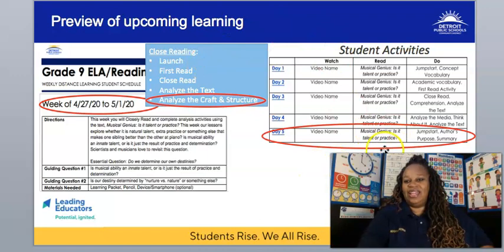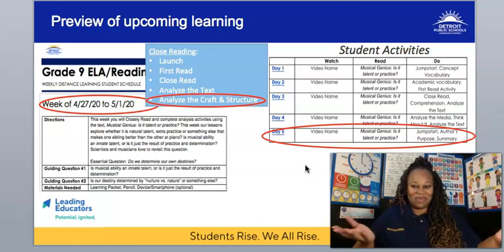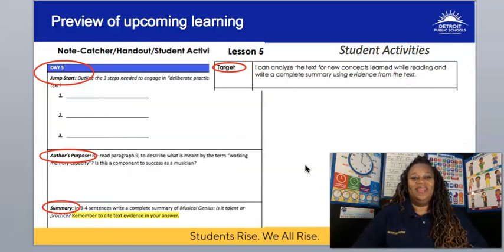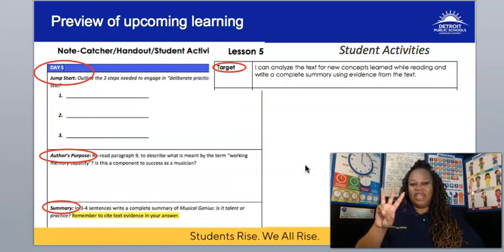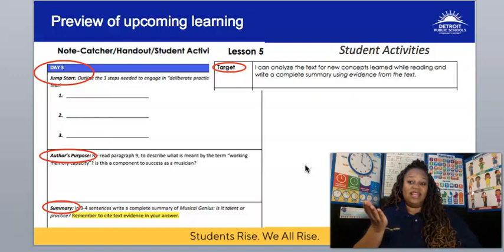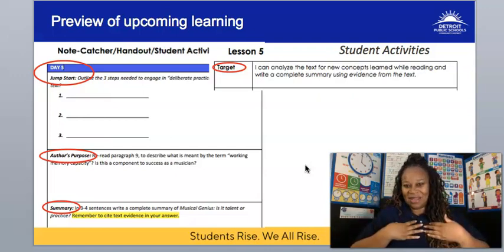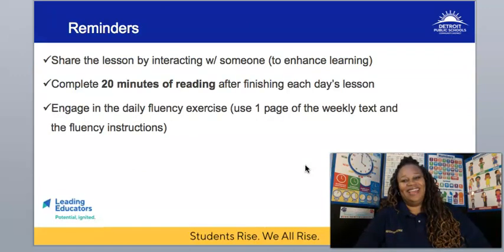Tomorrow, we will engage in a jumpstart activity, and then we will help to determine the author's purpose and summarize the article in our own words. A preview of your upcoming learning is that we will do 3 activities tomorrow, and this is our target. I can analyze the text for new concepts learned while reading, and I can write a complete summary using evidence from the text. Yes, you can.